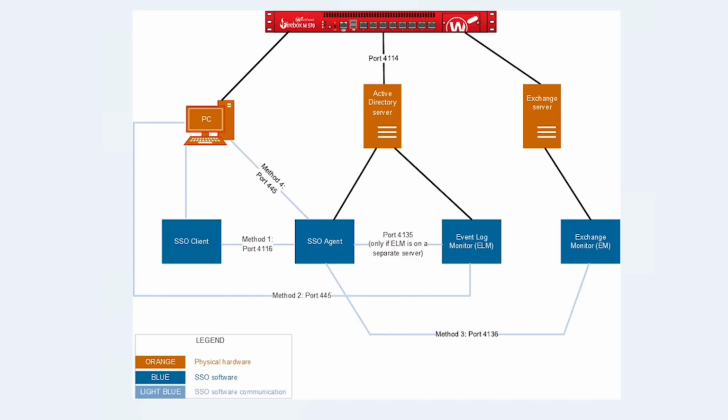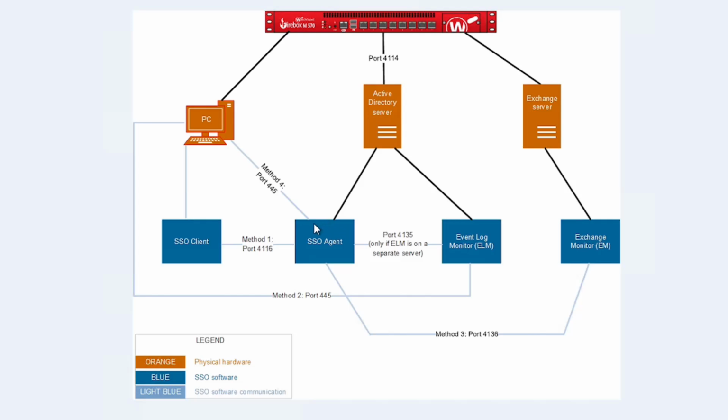So when it comes to the ports that the Firebox and SSO components are using to communicate, all of the ports listed in this diagram are TCP ports. We'll begin here with port 4114. This is used for the Firebox to query the SSO agent installed on your Active Directory server. If this port is not the issue, then you can move along down the chain.